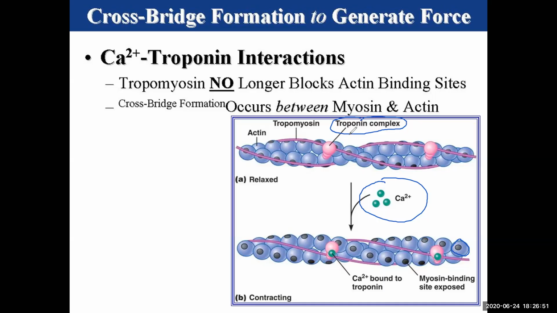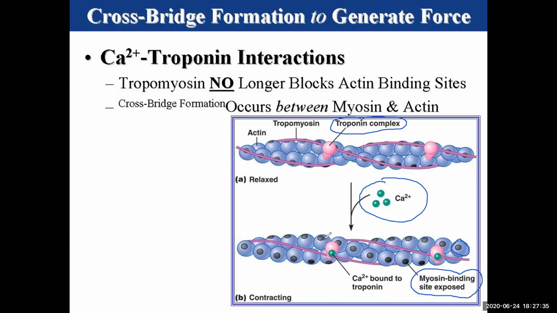So when the troponin complex changes its shape due to its binding to calcium, it will also trigger a slight sliding movement of tropomyosin. That sliding motion allows the tropomyosin to move away from the myosin binding site. So now we have exposed myosin binding sites. Each dark black circle now is available to interact with myosin from the thick filament.